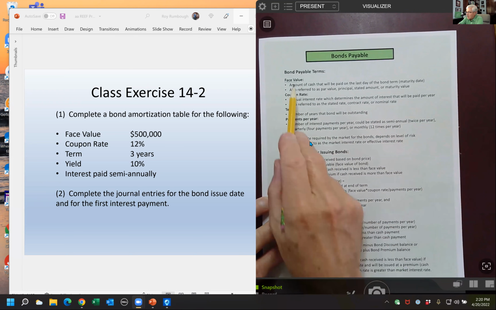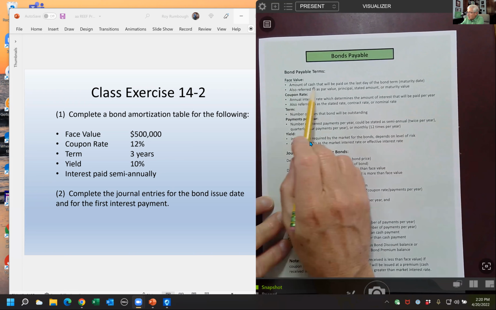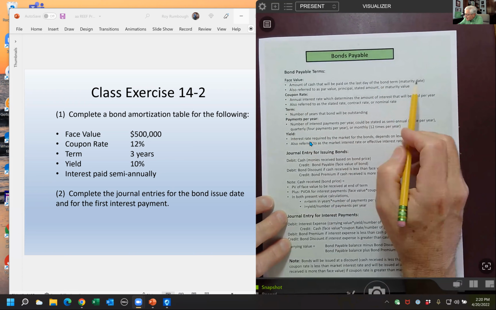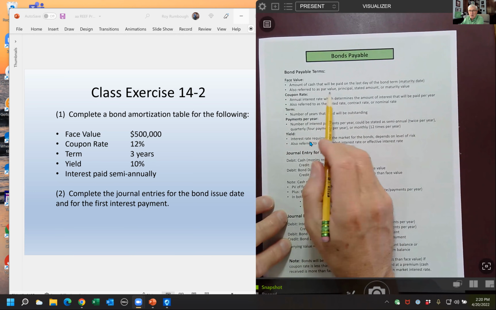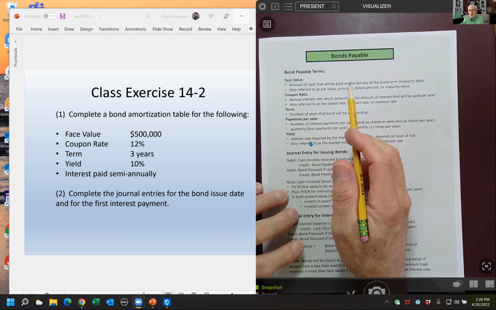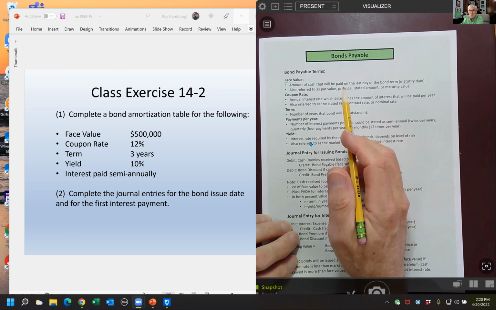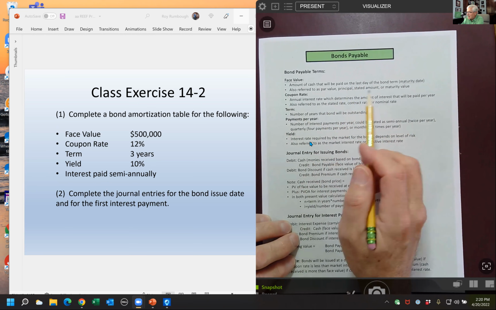So the face value, that's the amount of cash that will be paid on the last day of the bond, also called the maturity date. There's just a lot of terms here. So, I would say get over it. You're going to have to deal with it like all of us do. And as business people, you might be one of those operational guys, finance guys trying to sell some bonds someday. So you want to understand these terms.